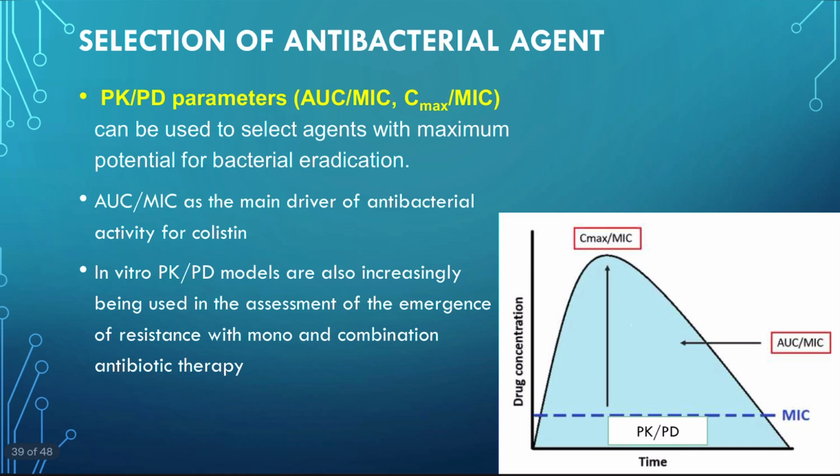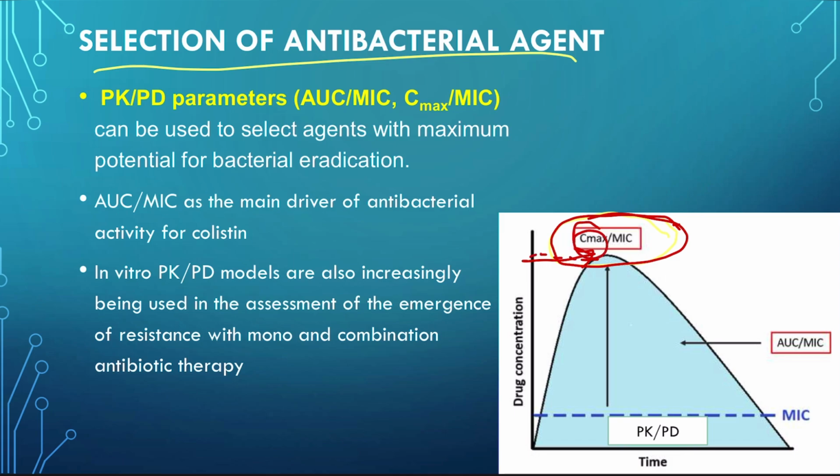Now we are coming to the next application, that is the selection of the antibacterial agent. For an antibacterial agent, the most important pharmacokinetic and pharmacodynamic parameters determining the antibacterial activity include the area under the curve, the maximum concentration, that is Cmax, and the minimum inhibitory concentration. You can see in this graph the first parameter, which is Cmax by MIC. This is the Cmax, with concentration on the y-axis and time on the x-axis. This concentration corresponding is Cmax by the minimum inhibitory concentration.